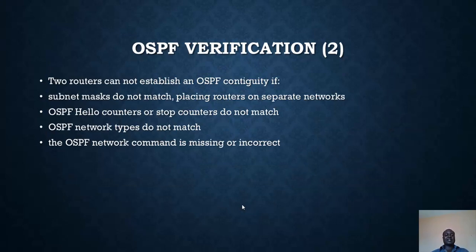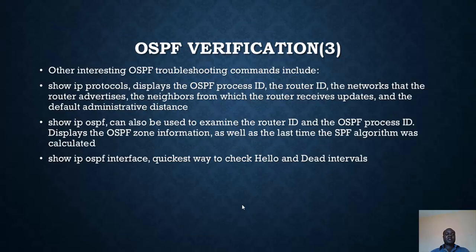Two routers cannot establish an OSPF adjacency if the subnet masks do not match, placing the routers on separate networks, if the OSPF hello or dead counters do not match, if the OSPF network types do not match, or if the OSPF network command is missing or incorrect.